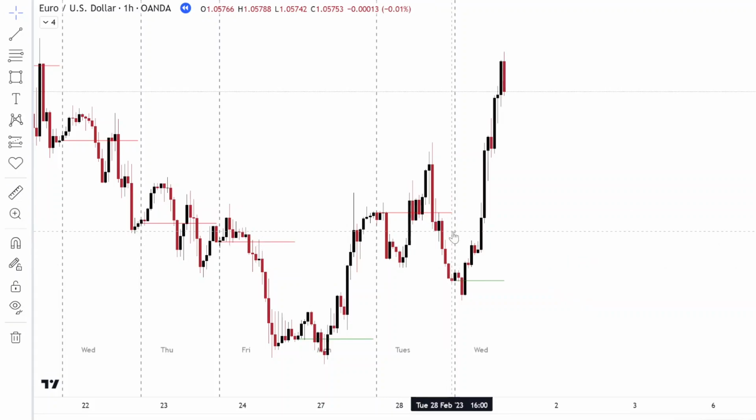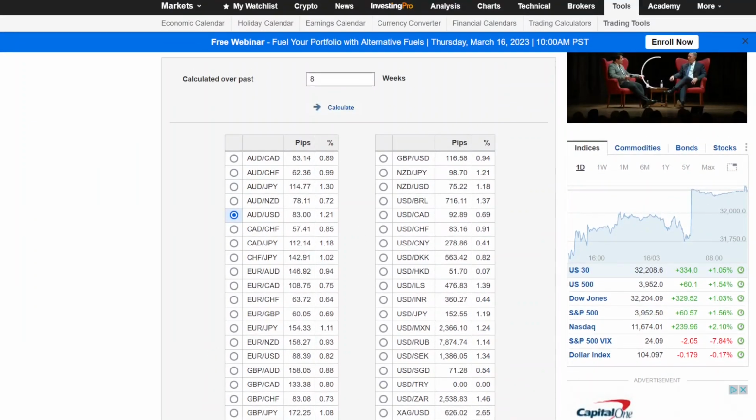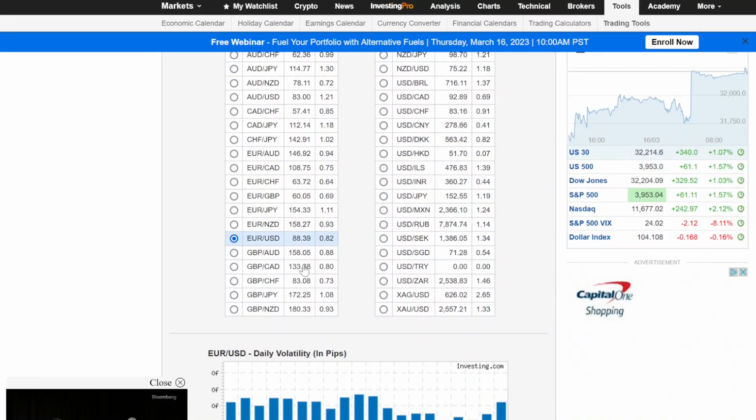First thing you want to do is check the volatility calendar, which is the calculator. Usually I do 4 weeks, like I stated in previous videos, but in this instance, since we already went back almost 2 weeks, we're going to go for an 8-week average. So what is the average pips or points Euro USD moves on a daily basis? 88 pips. That's the average range of Euro USD.